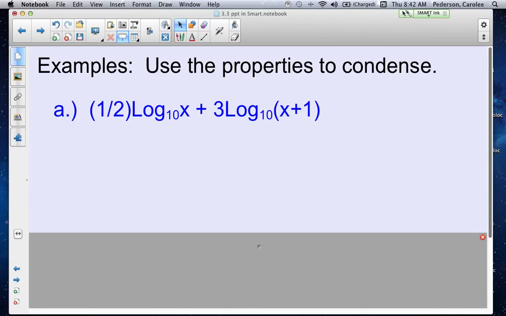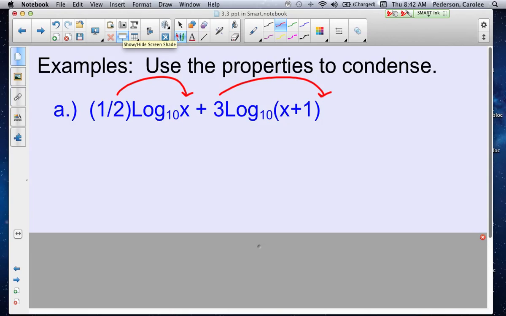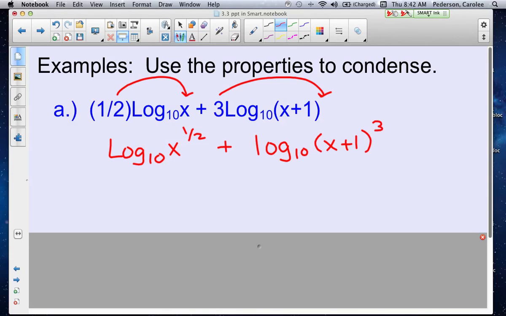Move the numbers that are in front of the log. Yes, move the numbers that are in front of those logarithms to where? Up to the top as exponents, as powers. So we're going to push this 1/2 up to here. We're going to push that 3 up to there as powers. So now I have the logarithm base 10 of x to the 1/2 power plus a logarithm base 10 of x plus 1 cubed.